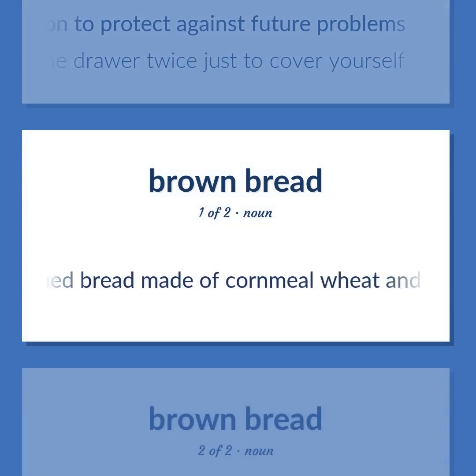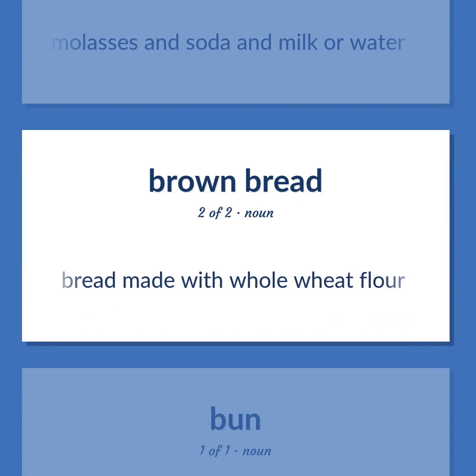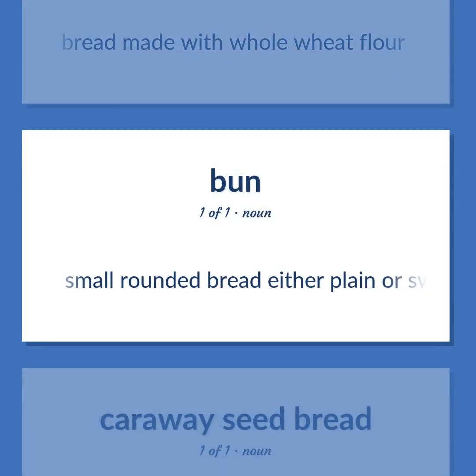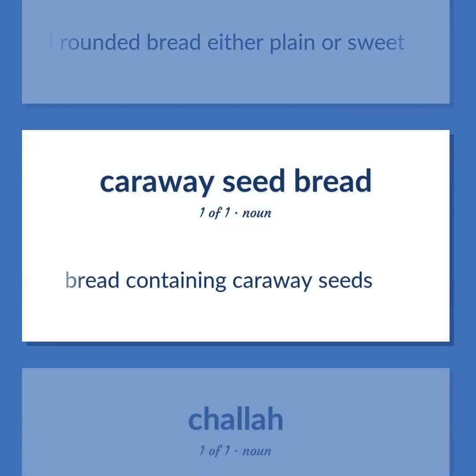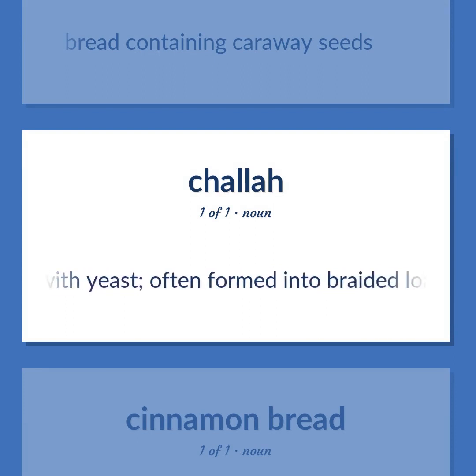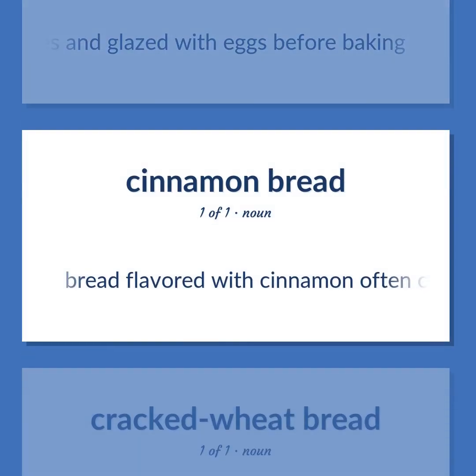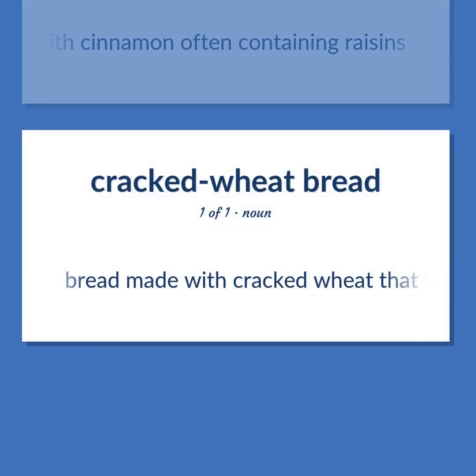Dark steamed bread made of cornmeal, wheat and flour with molasses and soda and milk or water. Bread made with whole wheat flour. Small rounded bread, either plain or sweet. Bread containing caraway seeds. Judaism. A loaf of white bread containing eggs and leavened with yeast, often formed into braided loaves and glazed with eggs before baking. Bread flavored with cinnamon, often containing raisins. Bread made with cracked wheat that has been ground fine.